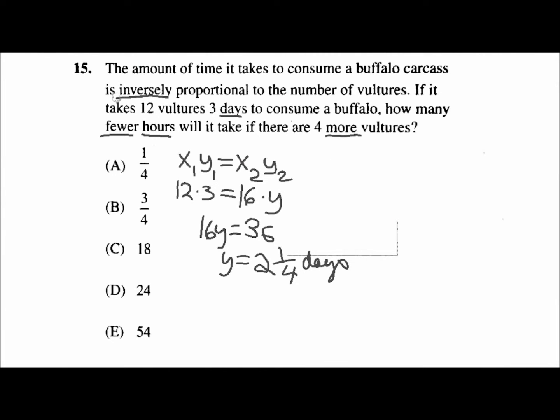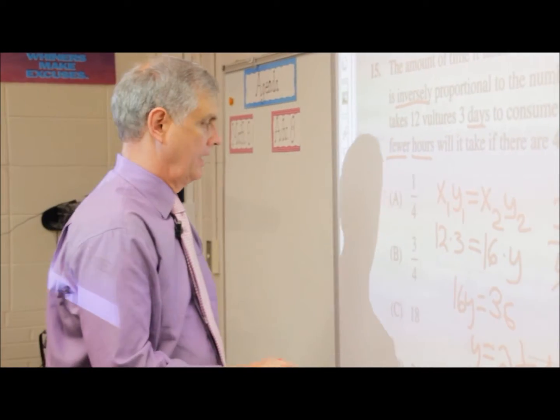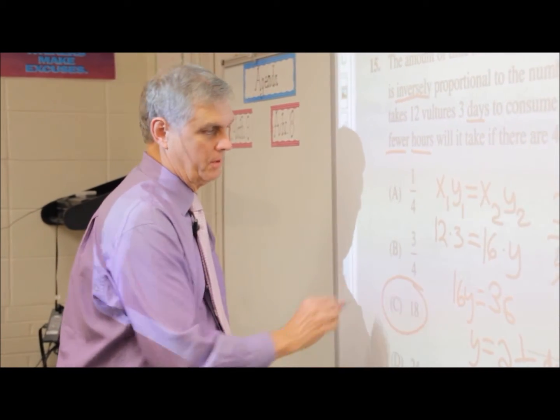So if it took 3/4 of a day, you know how many hours are in a day. So you take 3/4 of 24 hours, and you would get 3 times 6 equals 18. So that's the difference that you would have. Your answer would be C.